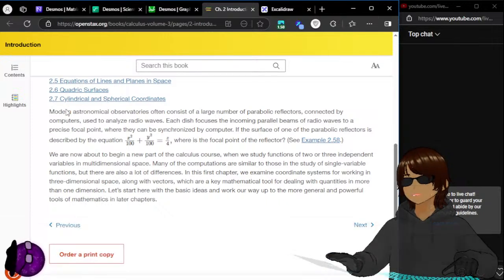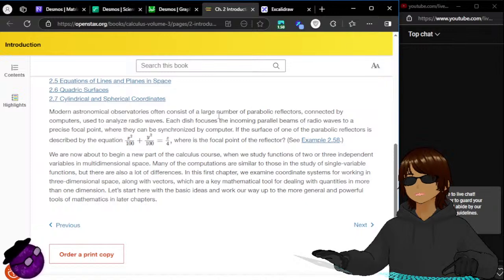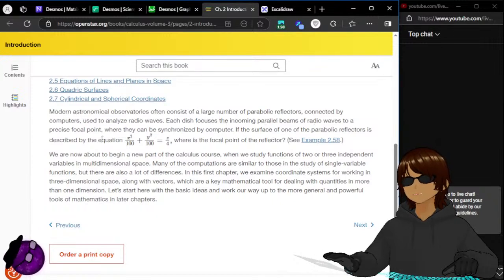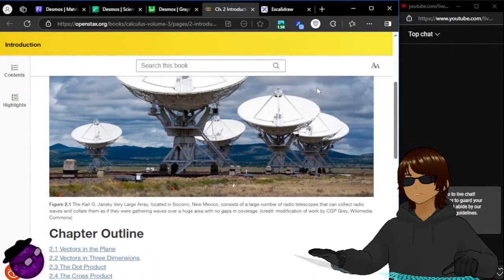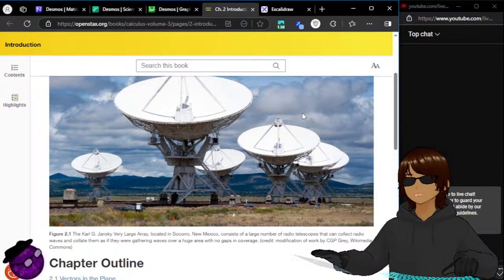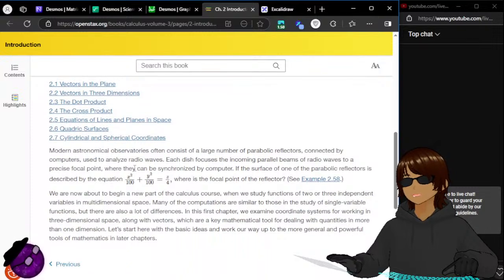Modern astronomical observatories often consist of a large number of parabolic reflectors connected by computers used to analyze radio waves. Each disk focuses the incoming parallel beams of radio waves to a precise focal point. This is a parabola shape, so I think any ray coming directly over here gets reflected onto the focus. If the surface of one of the parabolic reflectors is described by this equation, where is the focal point of the reflector?